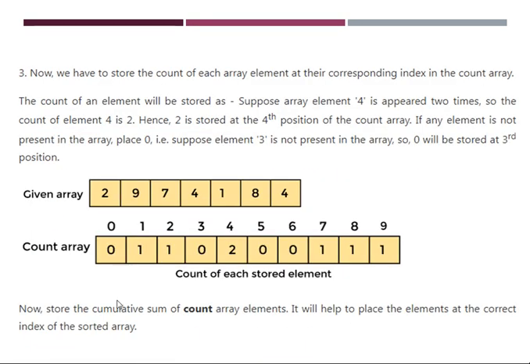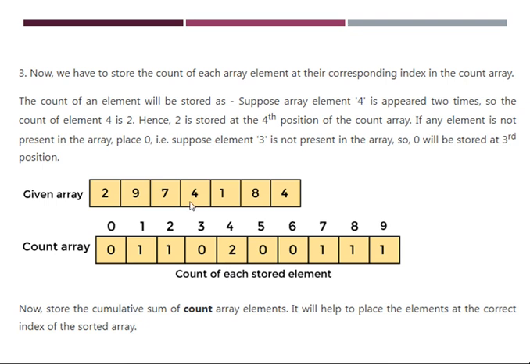Now we have to store the count of each array element at its corresponding index in the count array. Suppose the array element 4 appears 2 times in the given array. If a particular value appears 2 times, then in the count array we will store the count of that particular number at this position.